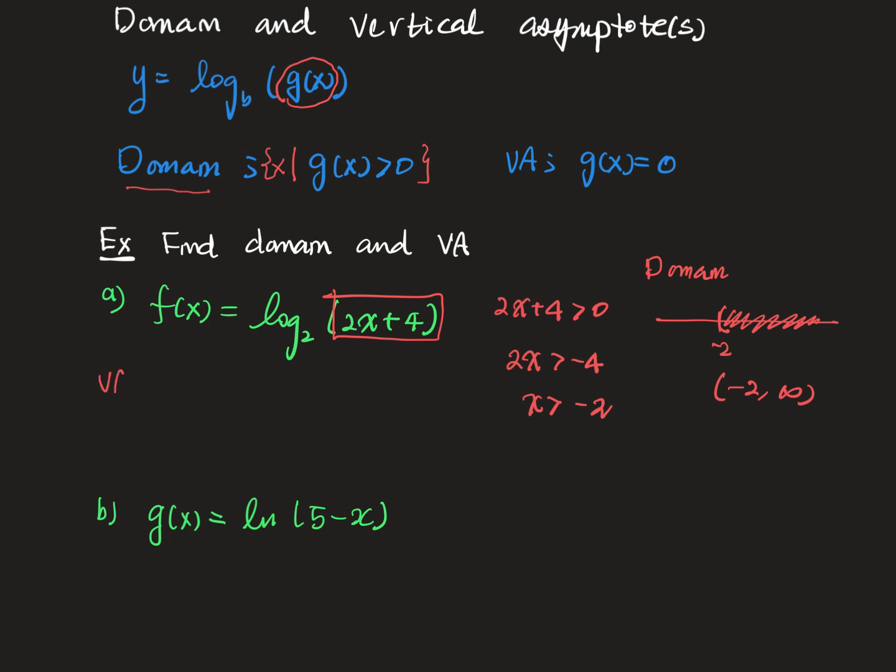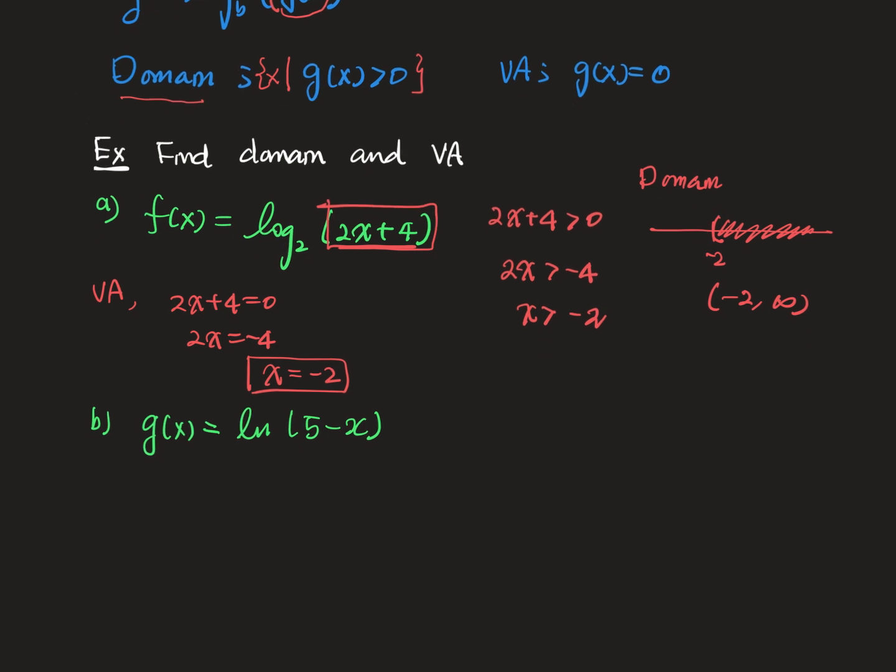What is the vertical asymptote? You simply solve the equation 2x plus 4 equals 0, 2x equals -4, x equals -2. That's going to be the vertical asymptote. Guys, make sense? Okay, one more.